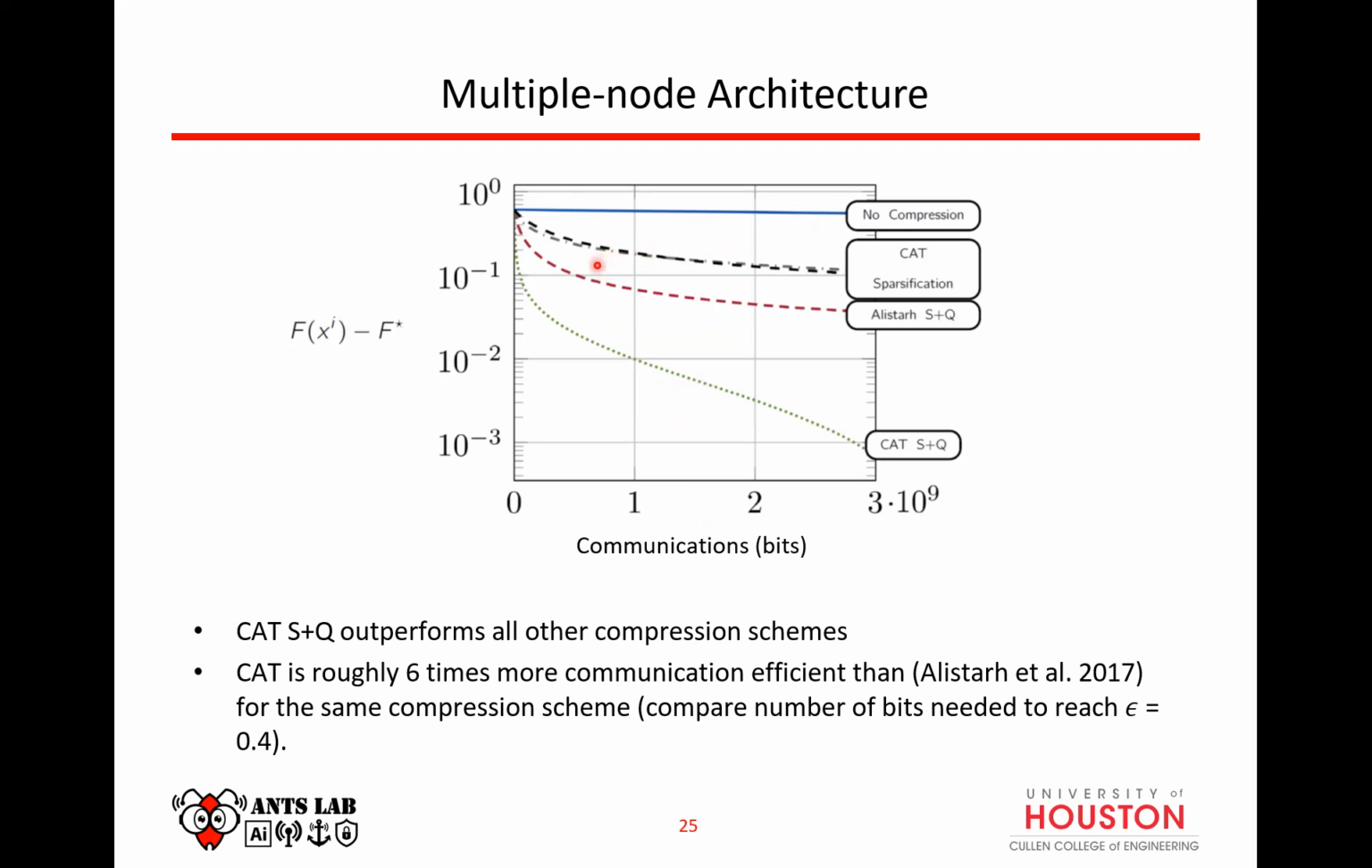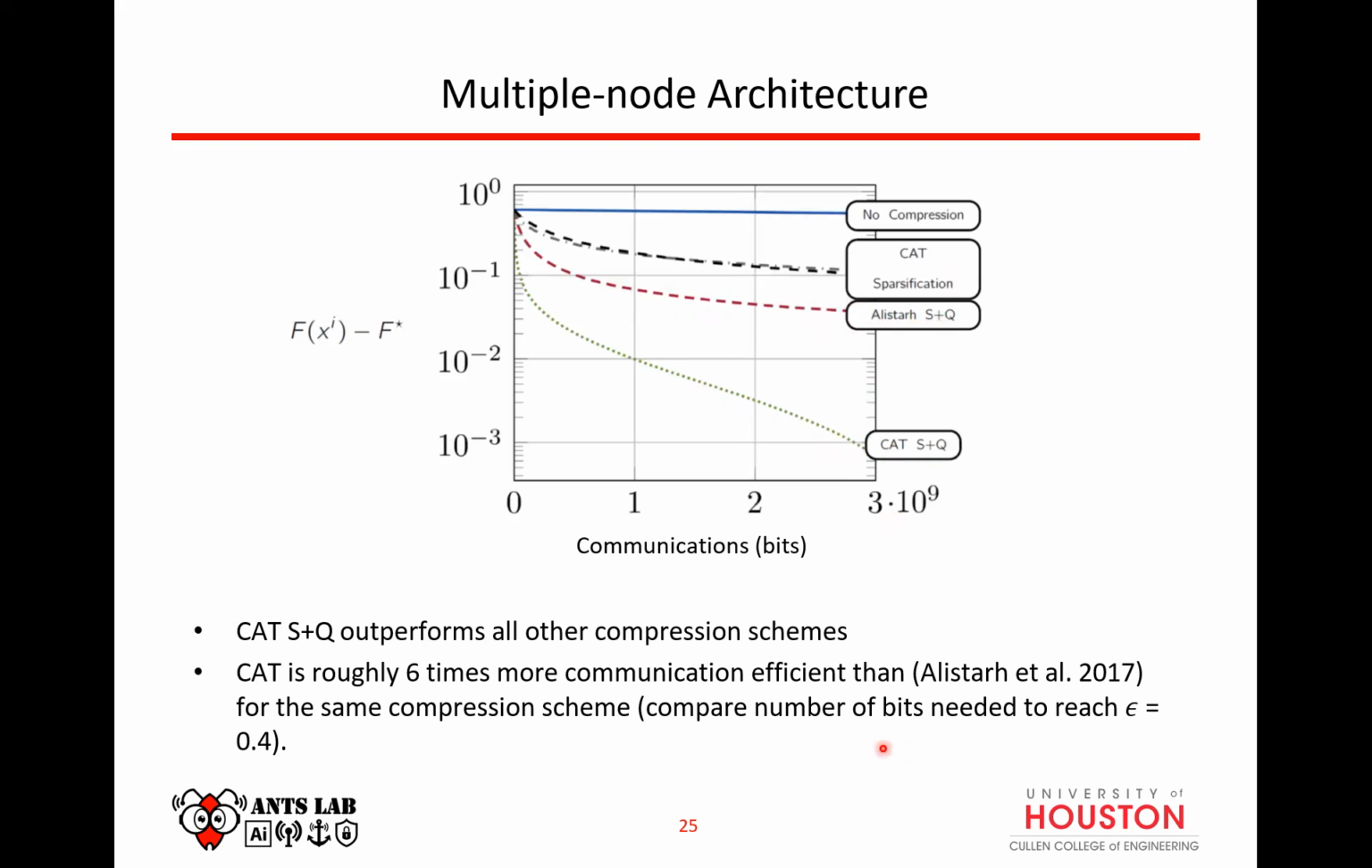And for just the sparsification alone by this paper, it is a little better than the no compression, but it is not as good as Alistar's sparsification plus quantization, because they're doing 2 different compression methods together. So Alistar's would be better compared to just a single kind of compression. But compared to the sparsification plus quantization doing a similar compression but using the CAT algorithm, we see that it really outperforms way better, and it is almost 6 times more communication efficient compared to Alistar's method itself for the same exact compression scheme.